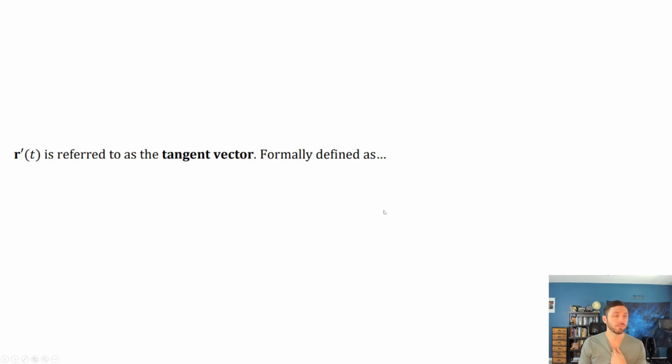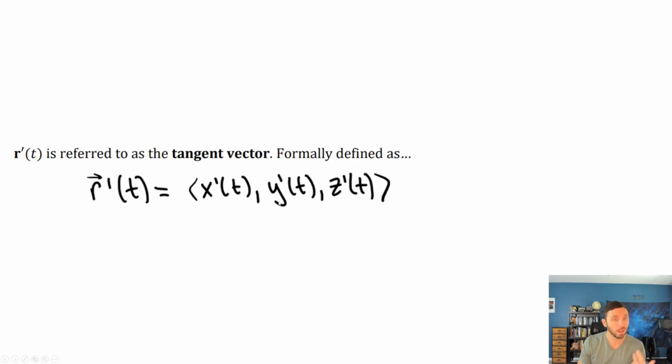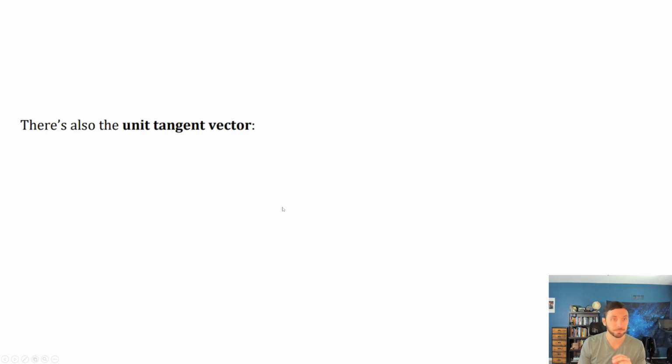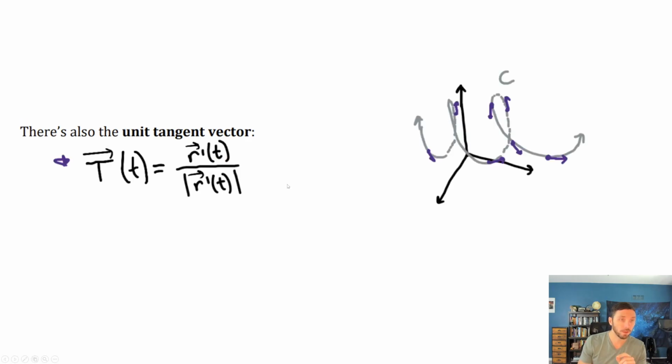All right, if you were to find r prime of t, this is known as the tangent vector, formally defined as just the derivative of each of the components. That's different from the unit tangent vector, where you take the derivative of each of the components and then divide by the magnitude. What we do ultimately is we take that r prime and divide by the magnitude of r prime. What that gives us is that at any time-valued moment on our curve, we can draw and extend out a unit tangent vector.